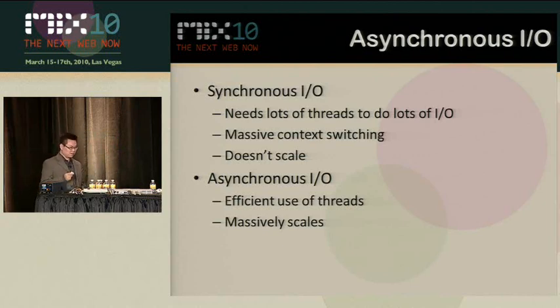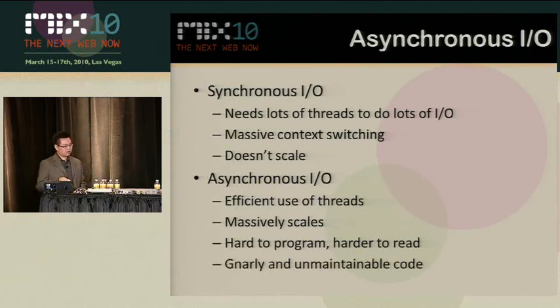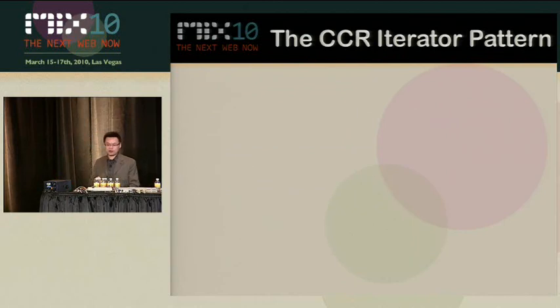However, there's a drawback to asynchronous I/O programming. The drawback is that of complexity. A program that's written using asynchronous I/O would look completely different from one that's written to call services synchronously. It's very hard to program, and even worse, the code that you end up writing is very, very hard to read. And hard to read code means unmaintainable code, and unmaintainable code means buggy code. And this is where the CCR iterator pattern comes in.